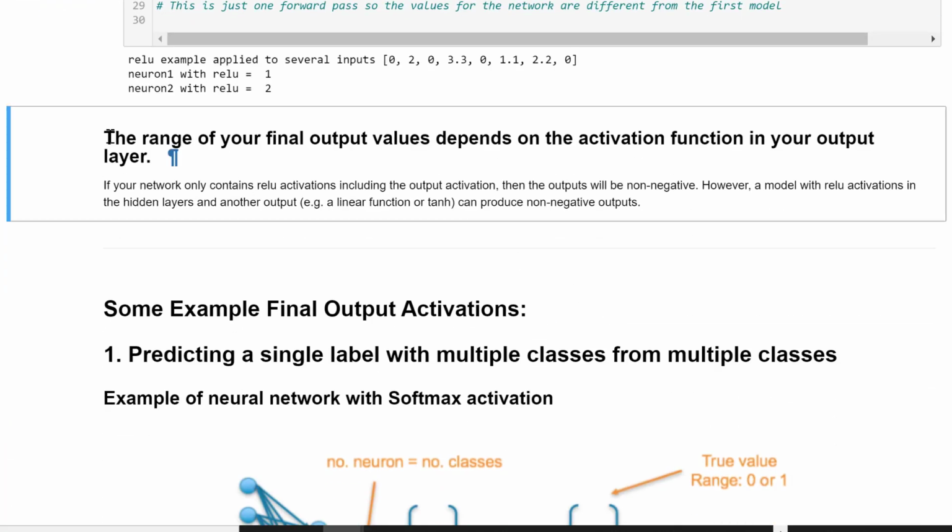So a real high-level observation here is the range of your final output value depends on the activation function in your output layer. So if your network only contains ReLU activations, you can only represent things in the first quadrant of an XY Cartesian system, right? So it's going to be positive.